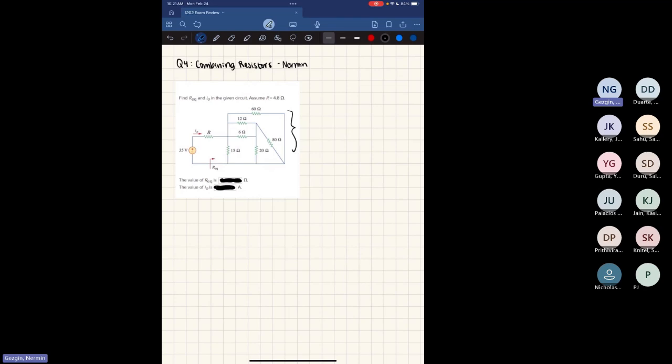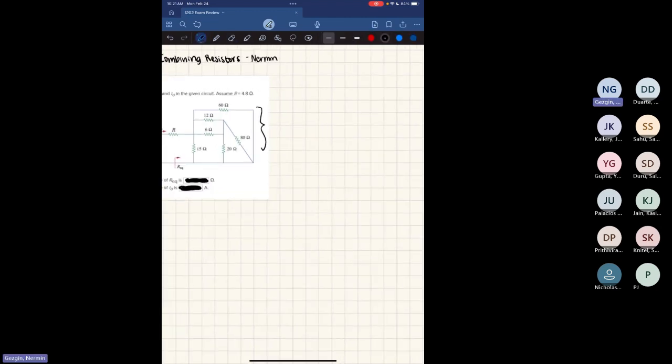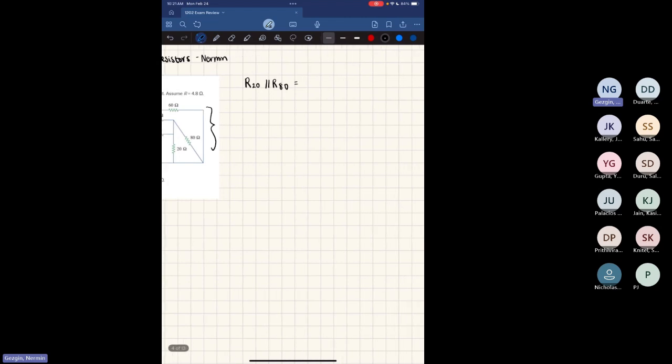So right off the bat, when I look at this, I see that this resistor right here and this resistor right here, the 20 ohms and the 80 ohms, are in parallel with each other. So what I will do is I will combine them using what we know about parallel resistor combinations. So here, we need to do the reciprocal of each of these when we're adding them because they're in parallel. So this equivalent resistance would be 1 over 20 plus 1 over 80. And this is equal to 16 ohms.